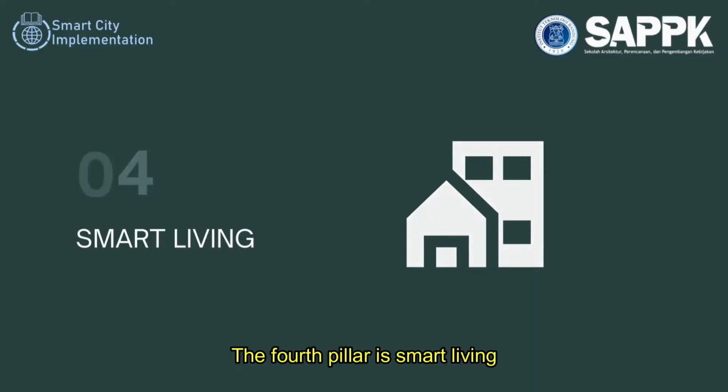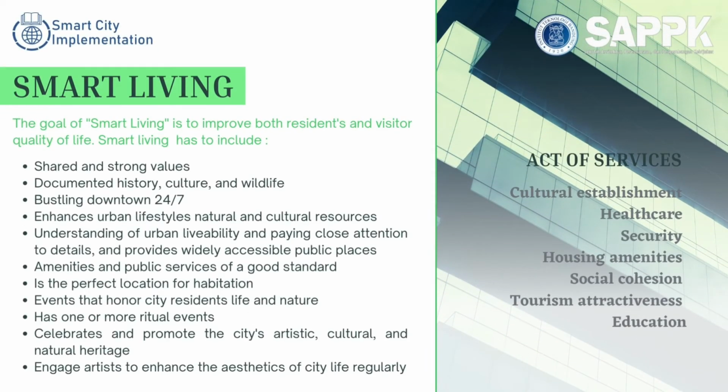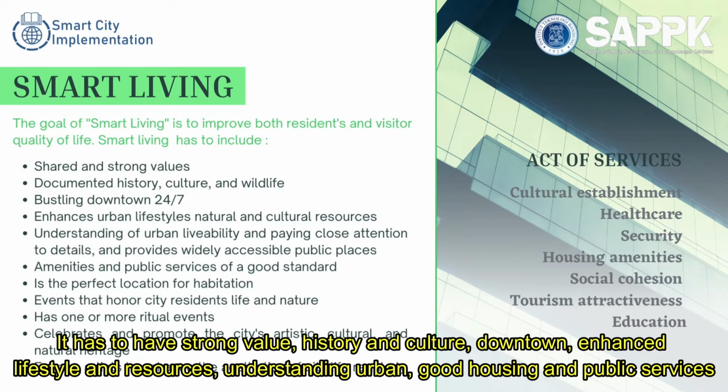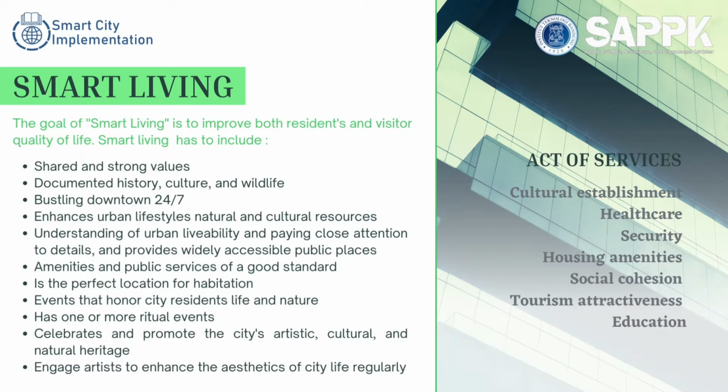The fourth pillar is smart living. The goal of smart living is improvement of life quality. It has to have strong values, history and culture, downtown enhancements, lifestyle and resources, understanding of urban, good housing and public services.